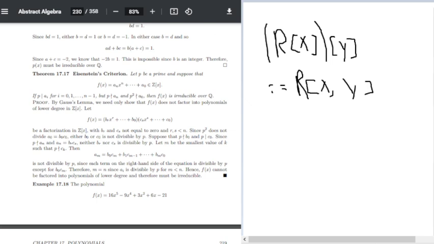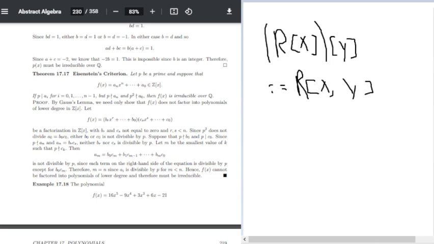Proof. By Gauss's lemma, we need only show that f of x does not factor into polynomials of lower degree in Z[x]. Let f of x be equal to (b_r x^r plus all the way to b naught) times (c_s x^s plus all the way on to c naught) be a factorization in Z[x], with b_r and c_s not equal to 0 and r, s less than n. Since p squared does not divide a naught equals b naught c naught, either b naught or c naught is not divisible by p. Suppose that p does not divide b naught and p divides c naught. Since p does not divide a sub n, and a sub n is equal to b sub r c sub s, neither b sub r nor c sub s is divisible by p.